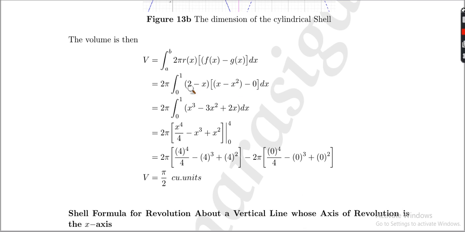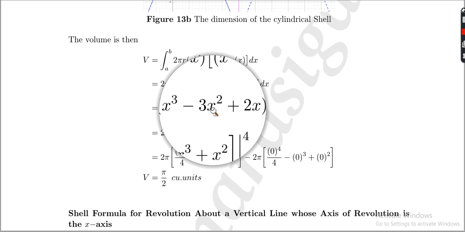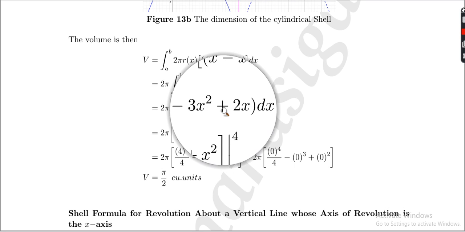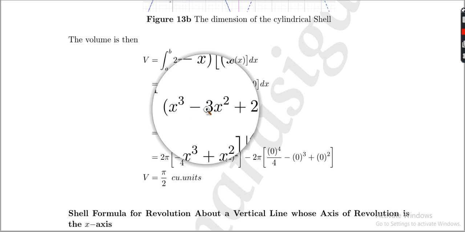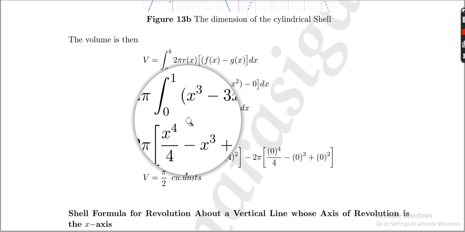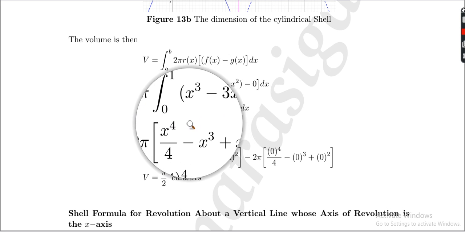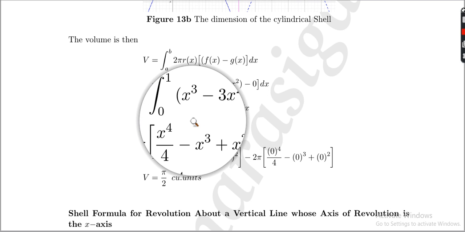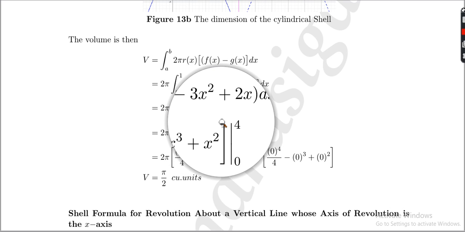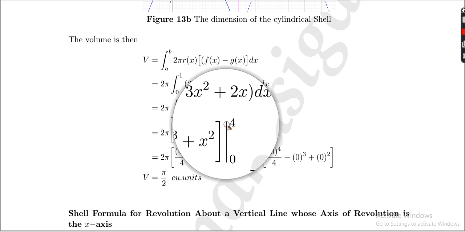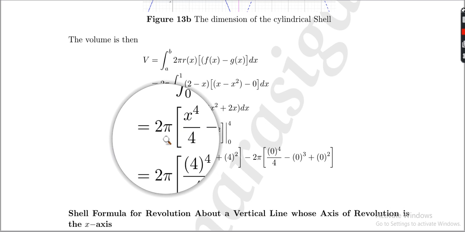Now, if you multiply 2 minus x and x minus x squared, we have this integral as x cubed minus 3x squared plus 2x dx, evaluated from 0 to 1, multiplied by 2 pi. Integrating x cubed, we have x to the 4th over 4, then minus the integral of 3x squared, which is 3x cubed over 3, or simply x cubed, and the integral of 2x is 2x squared over 2, or simply x squared. Then let's evaluate it from 0 to 1, multiplied by 2 pi.